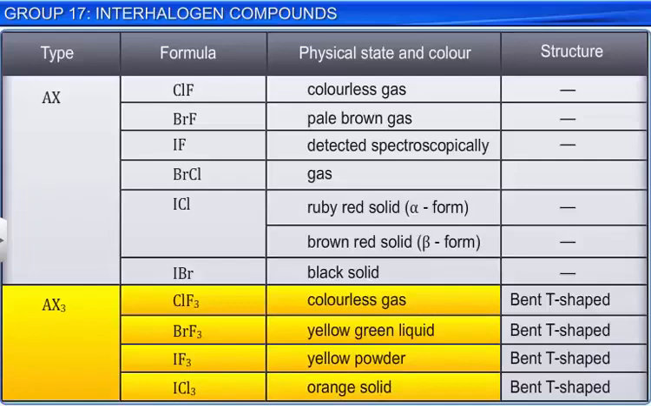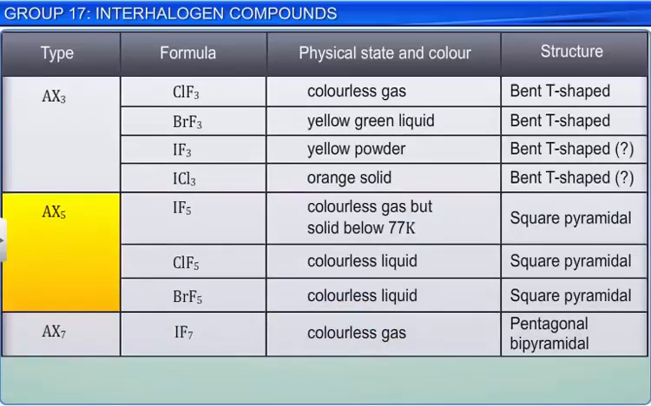Among AX5 type, iodine pentafluoride is a colorless gas, but solid below 77 Kelvin, while chlorine and bromine pentafluorides are colorless liquids. Among AX7 type, the only molecule existing of this type is iodine heptafluoride, which is a colorless gas.